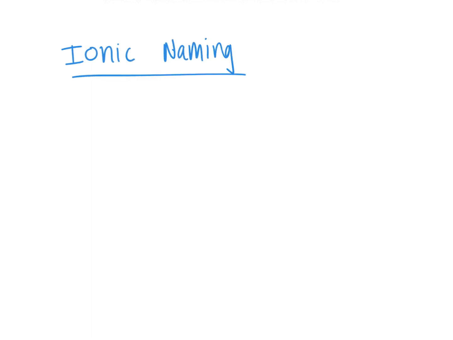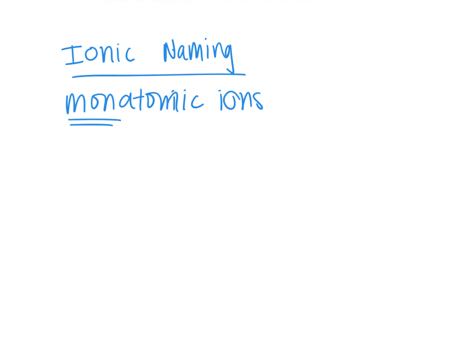All right, so let's look at ionic naming. We're going to start with the easiest type, called monatomic ions. What do you think monatomic means? What's mono? How many is that? A single atom. So a monatomic ion is just a single atom, and the naming for monatomic ions is just on your periodic table.